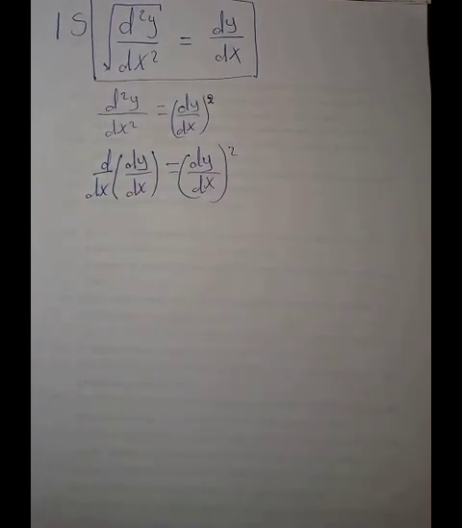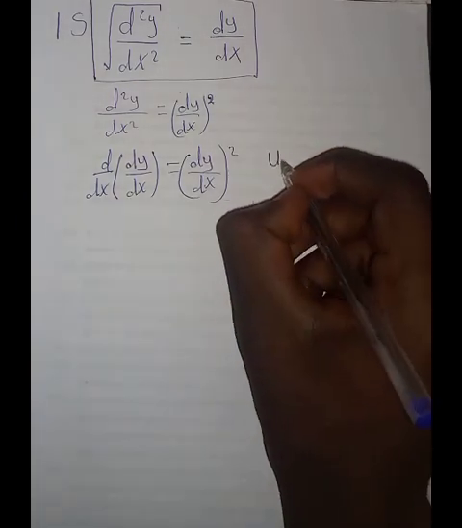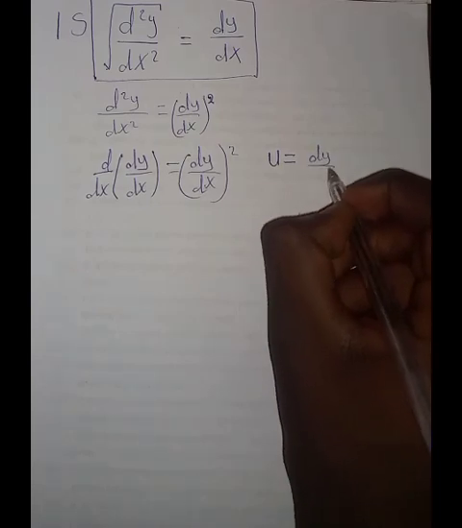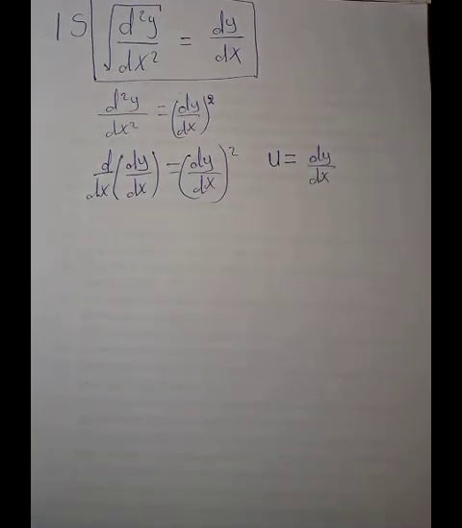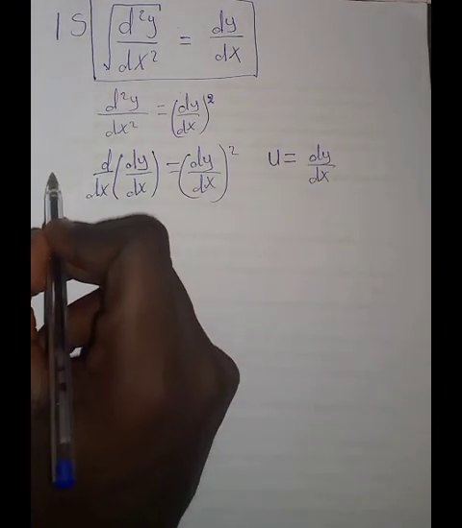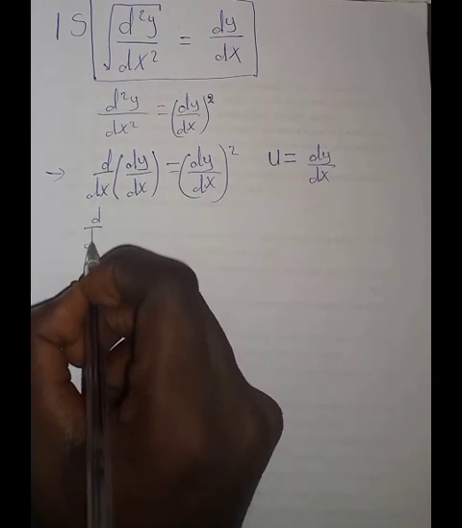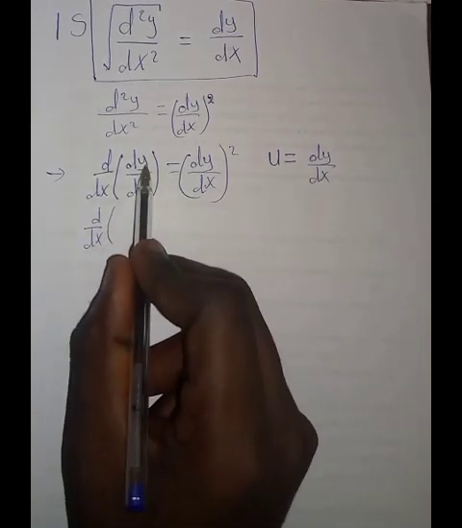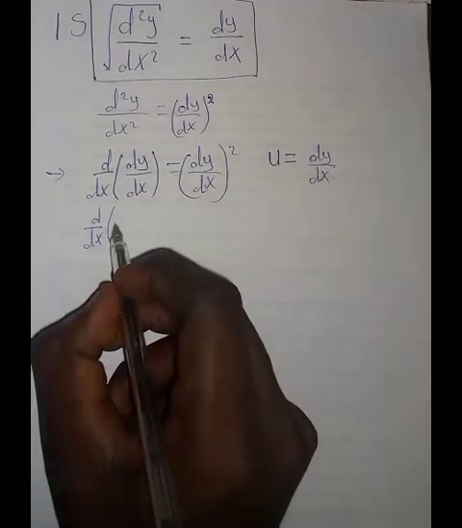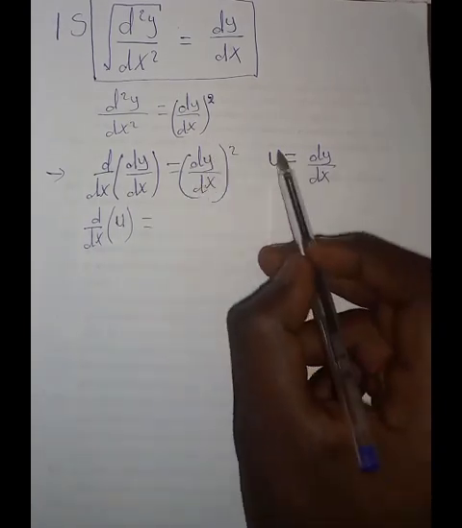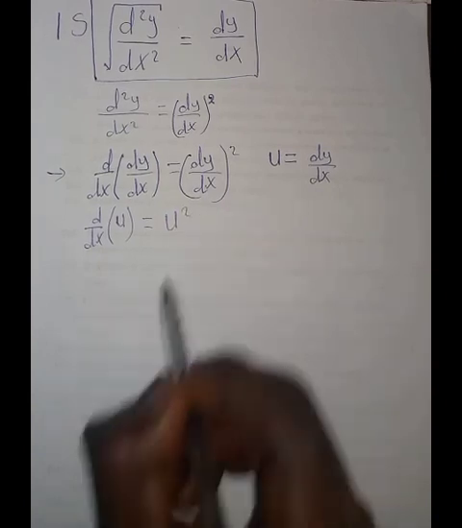So in this case, I can do a substitution. Let u equal dy/dx, such that this equation translates into d/dx of u, which has to be the same as u, all squared, since dy/dx is u.